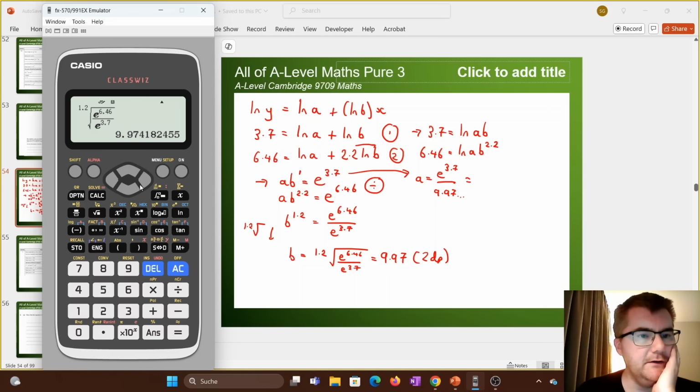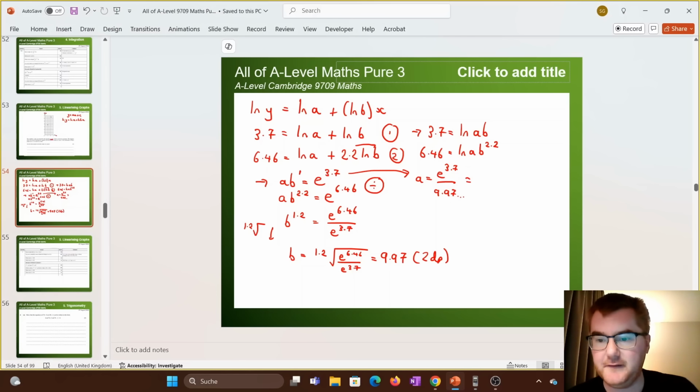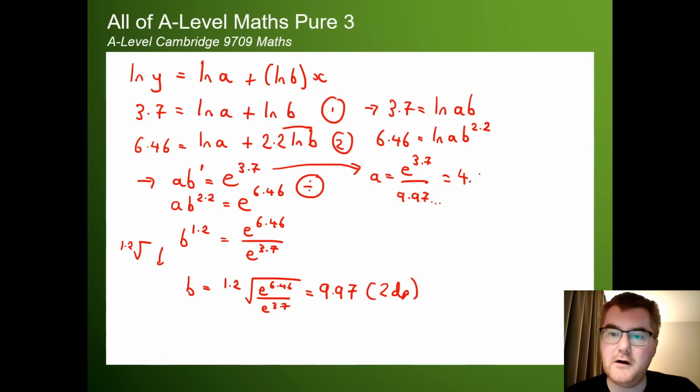so we pop in, I say pop in quite a lot. If I do, let me know in the comments if that's not too irritating. Divide by answer, and that gives us then 4.06 for our a to 2 decimal places.